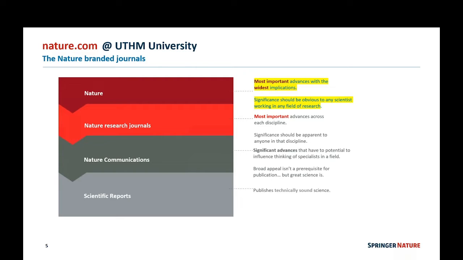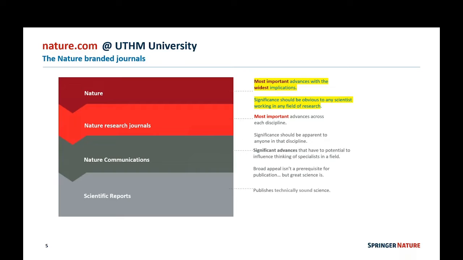So the significance of the papers being published is to anyone in any field, or even a layman, that means a person who is not necessarily a researcher. Those are the kind of audiences that will find the Nature journal, the main title, relevant.